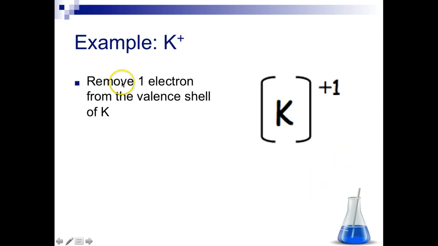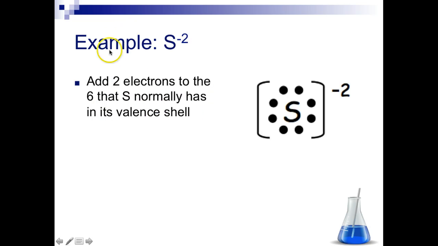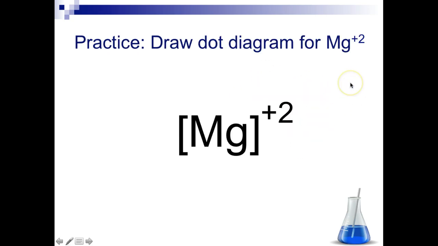For K plus, we're going to remove 1 electron from the valence shell of K. For sulfur 2 minus, we're going to add 2 electrons to the 6 that it normally has in its valence shell. And then again, we're going to put brackets around it with a charge outside of it.